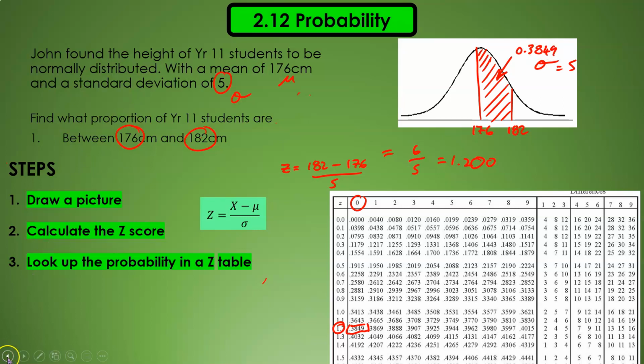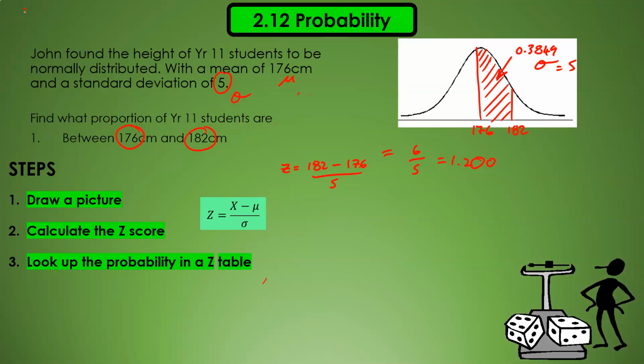And because that's the only area we need, we can just write it up. There's no further calculating to do. So the probability that x is greater than 176 and less than 182 equals 0.3849.